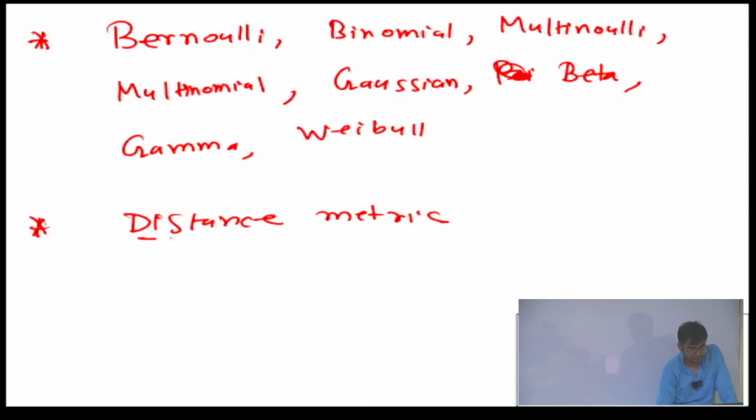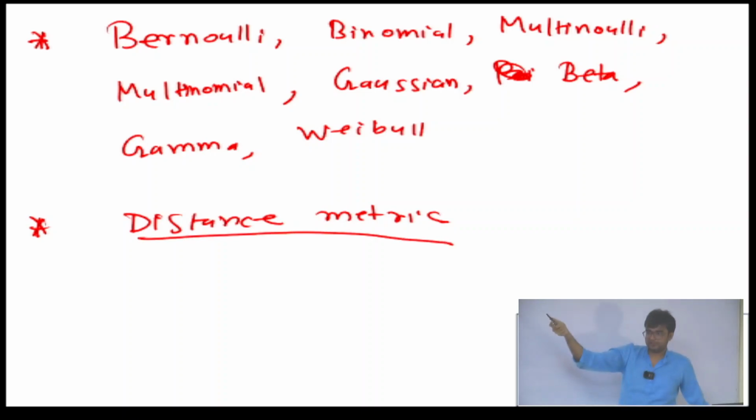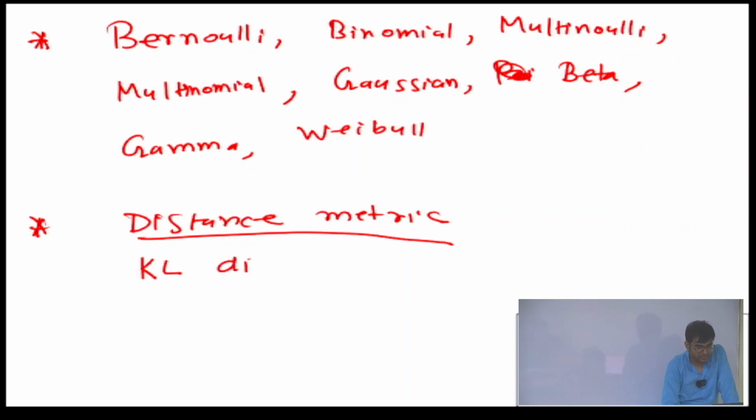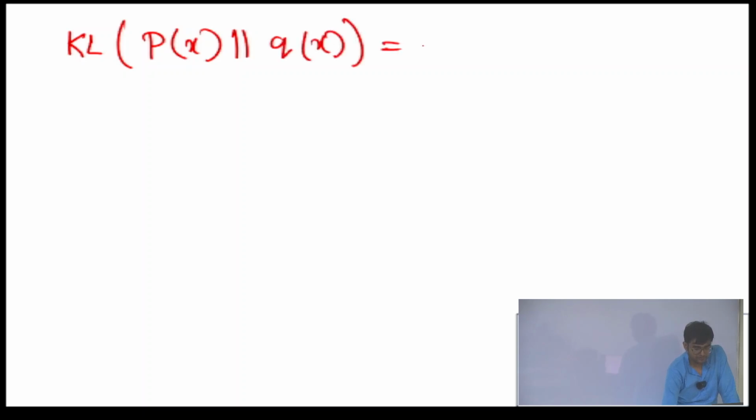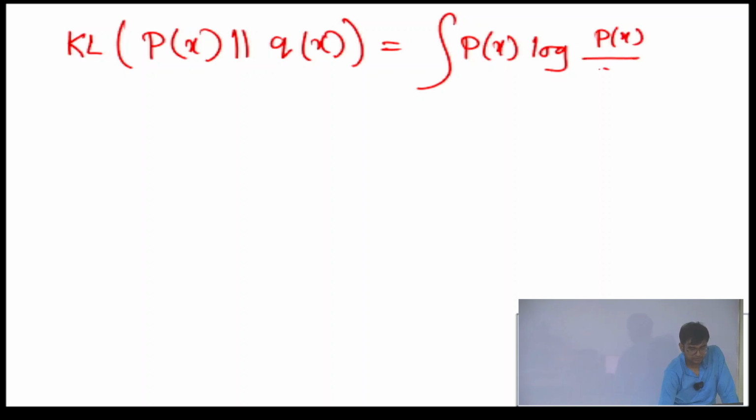Very quickly let me introduce it. If I give you two distributions and ask whether these two distributions are identical or not, how will you find out? You need some metric. There are many metrics, and the most popular one is the KL divergence, the Kullback-Leibler divergence. How do you write it? P is my one distribution, Q is my other distribution. KL of P and Q is denoted as the integral of P(x) log of P(x) by Q(x) dx.